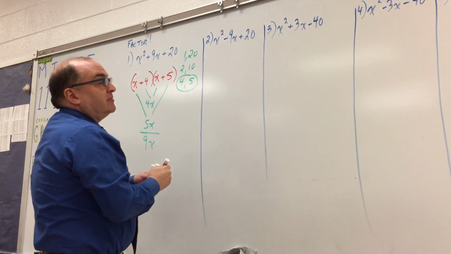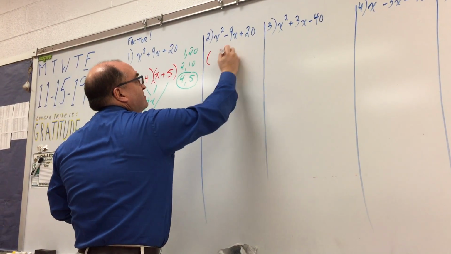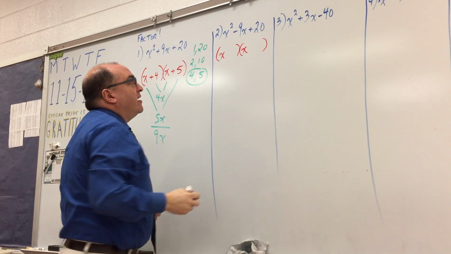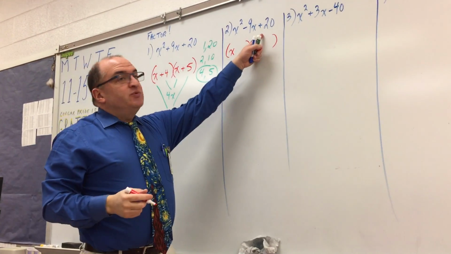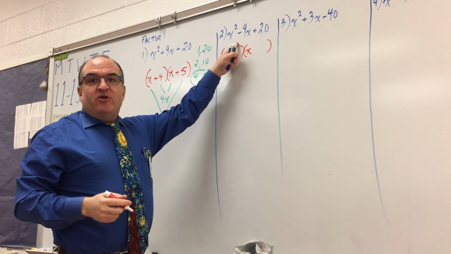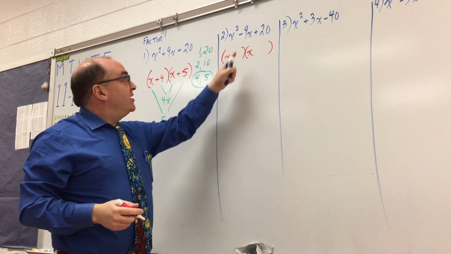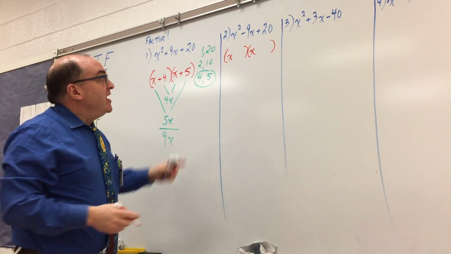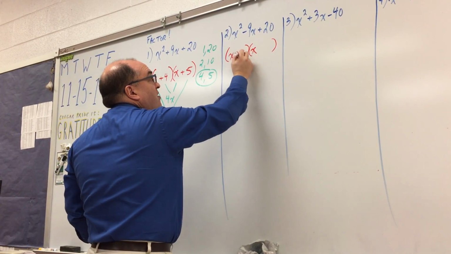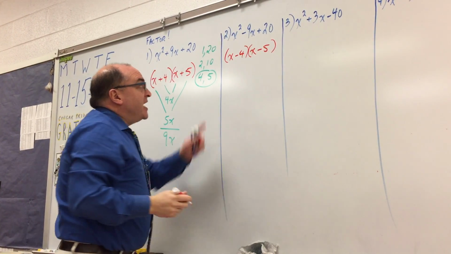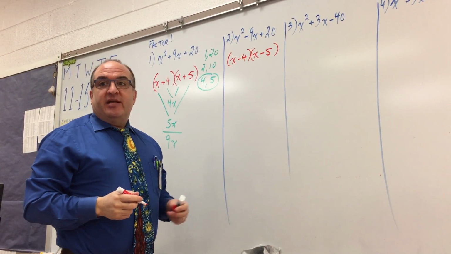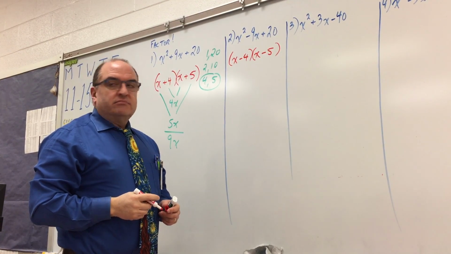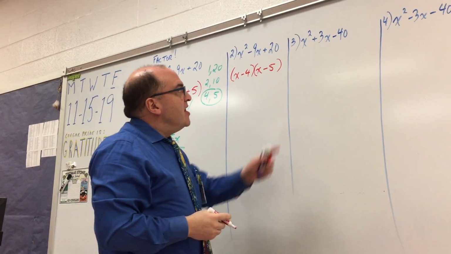So the same thing here. x times x is x squared. This time, what times what makes 20 that added together makes negative 9? Well, it's the same thing, but instead of positive 4, positive 5, it's got to be negative 4, negative 5, because negative 4 plus negative 5 is negative 9.